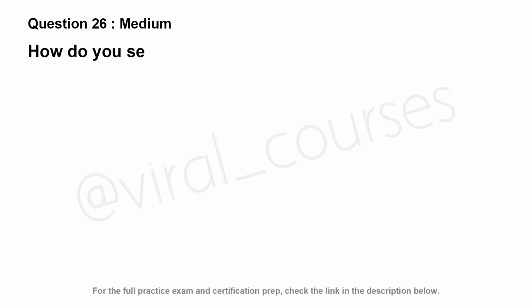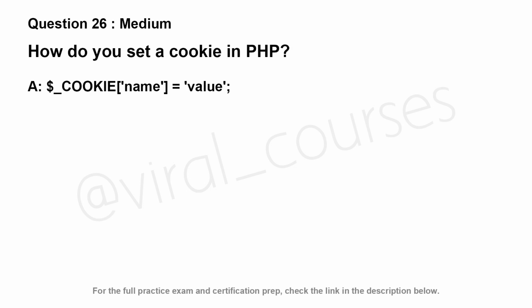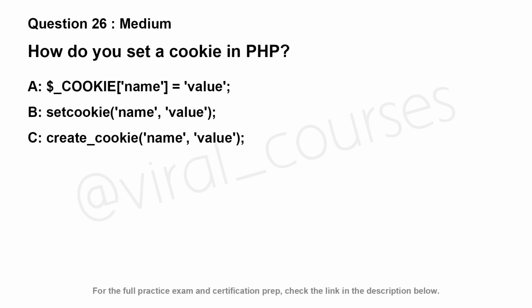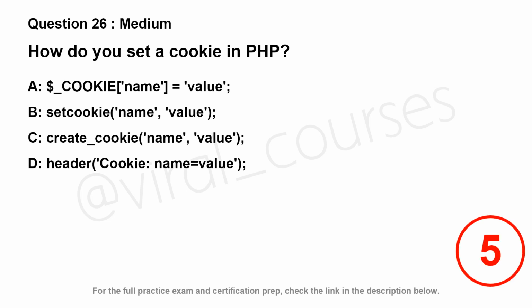How do you set a cookie in PHP? Option A, $_COOKIE[name] = value. Option B, setcookie(name, value). Option C, create_cookie(name, value). Option D, header(cookie, name = value).